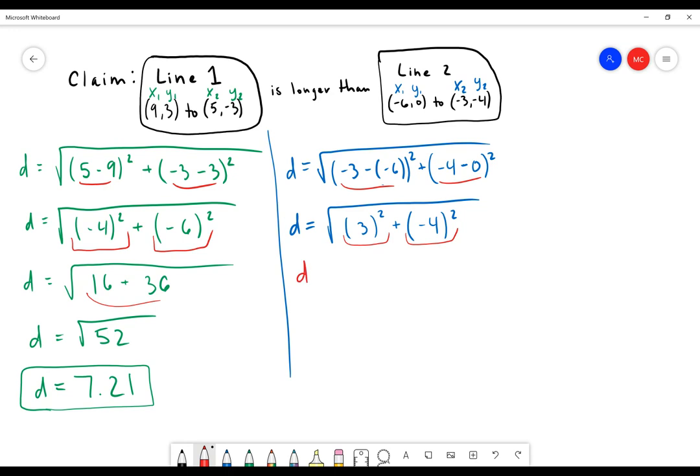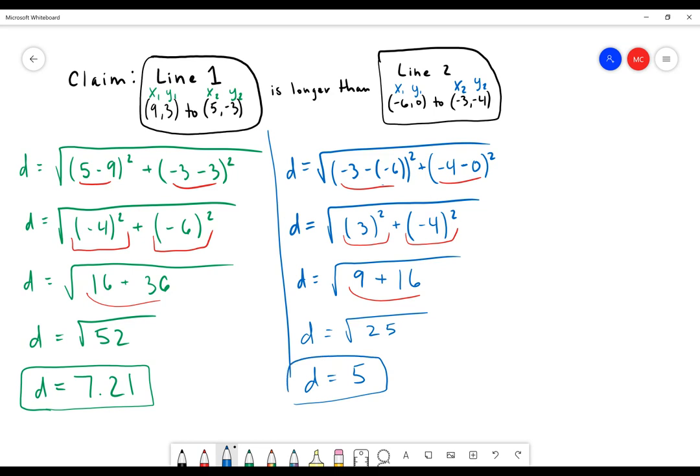So d is equal to the square root of 9, which is 3 squared, plus negative 4 squared, which is 16. Next, I'm going to simplify underneath the radical. So distance is equal to the square root of 9 plus 16, which is 25. And when I take the square root of 25, I find out that the distance of line 2 is 5.